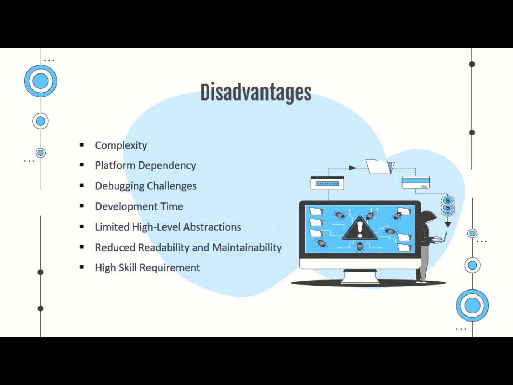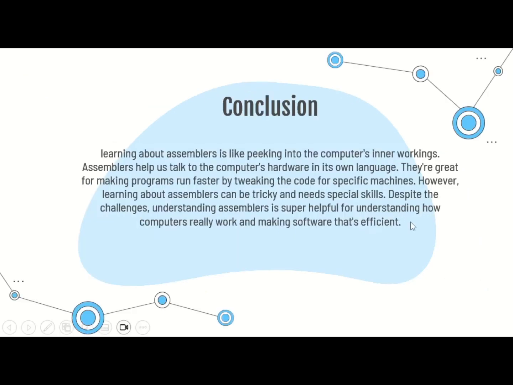Then also, assembly language requires more development time, and it has limited abstraction, meaning it cannot hide all the data. It can hide only limited data, and we can abstract only limited data. Next, it reduces readability and maintainability. And the last disadvantage is high skill requirement.